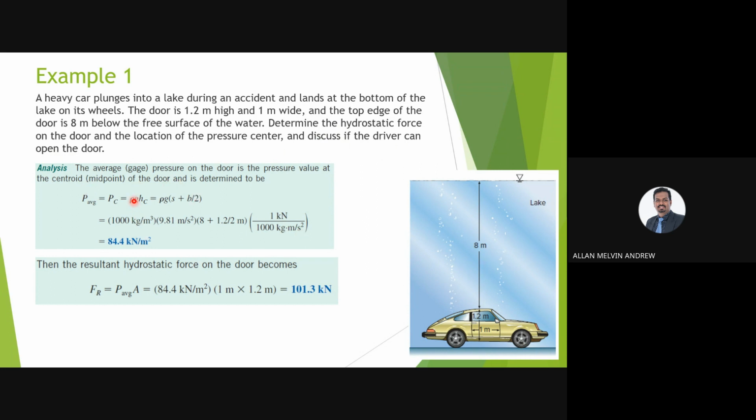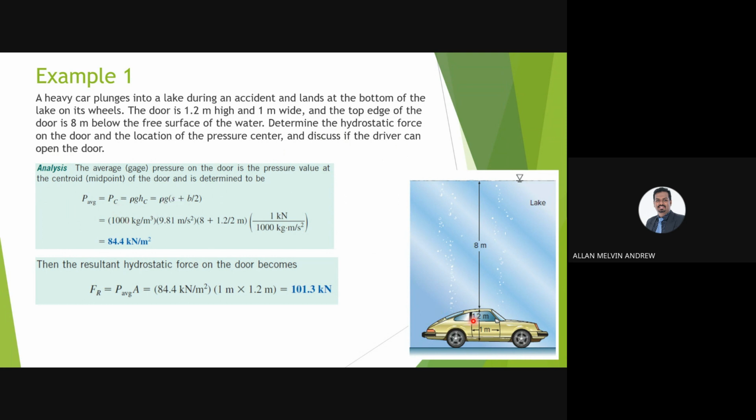The average gauge pressure on the door is the pressure value at the centroid, the midpoint of the door. So the average pressure is at the center of the door, because we want to check whether the driver can open the door or not. We know this from the previous slide, so later you can check back with the slide. I just take this formula from the previous lecture.